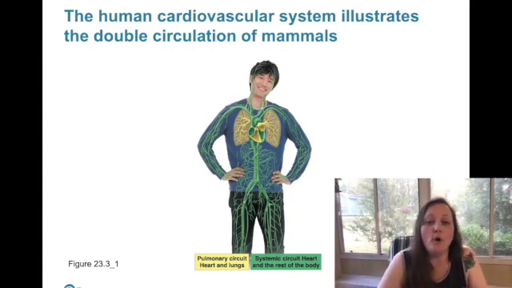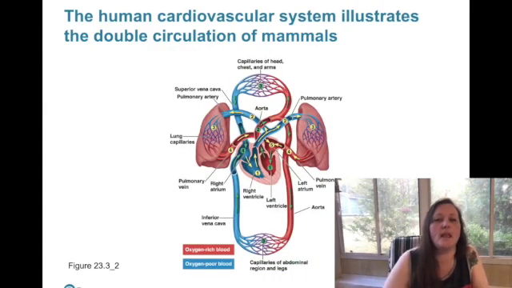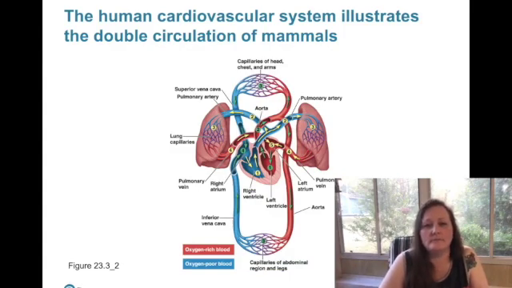So, pulmonary circuit, the yellow, that's your heart and lungs. The systemic circuit, heart and the rest of the body. Wow, this picture. Okay, I get what it's trying to show you.